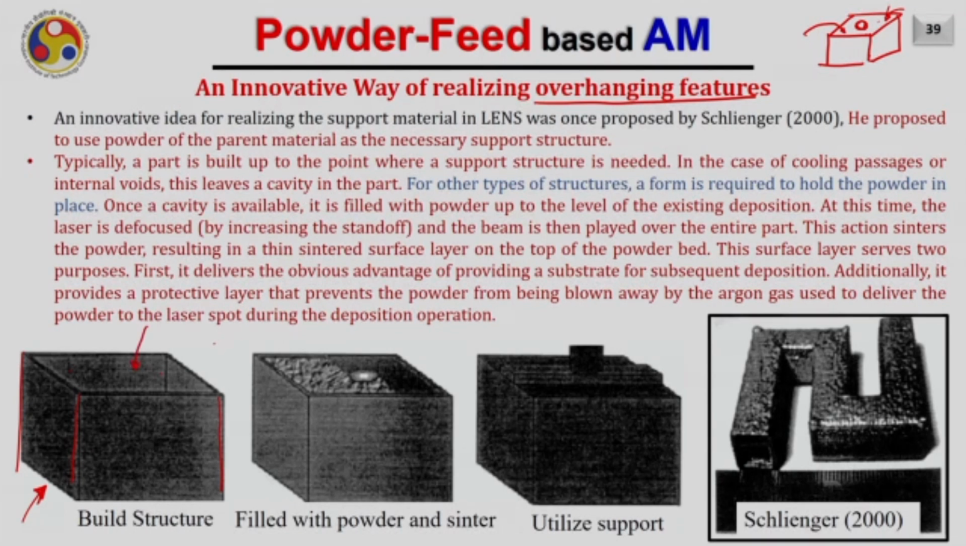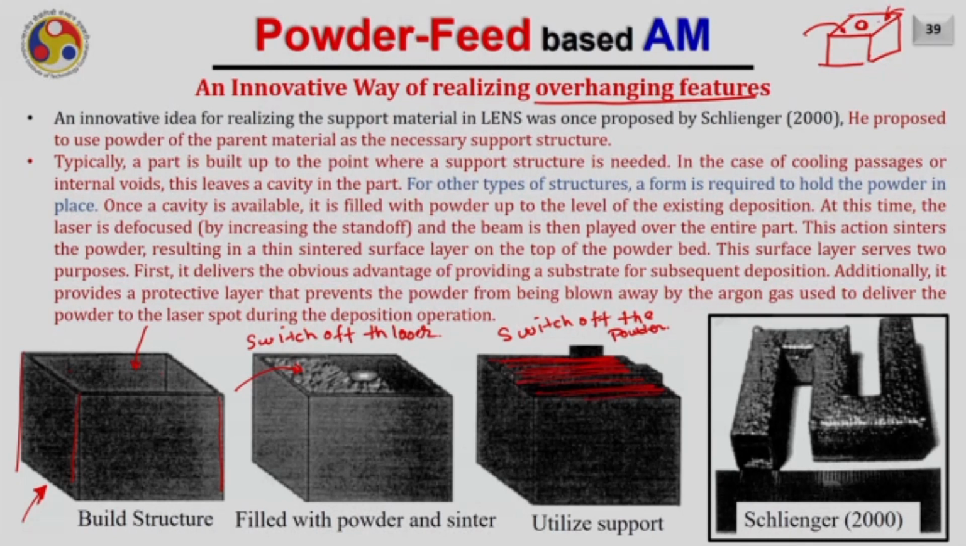So what we'll do is just switch off the laser and just feed the powder into the cavity. So this is the feeding of powder into the cavity. So now what it will look like is a bed of powder after filling the cavity. Then in the next step you switch off the powder delivery nozzle and only keep the laser switched on, and then sinter the top layer. Do not melt it, just sinter it.